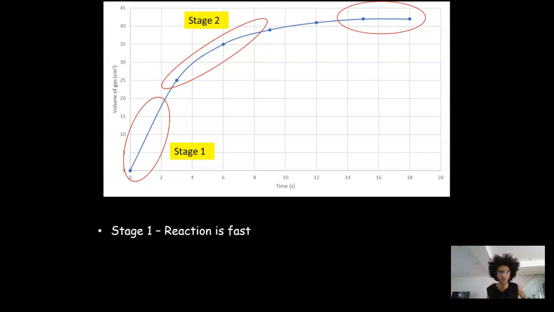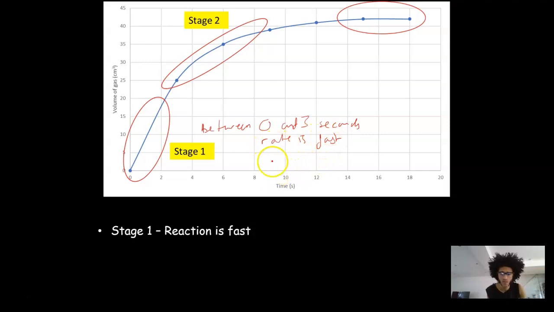So in stage 1, the reaction is very, very fast. Now, when you're writing an exam-style answer to a question, it's always quite good to quote data. So you'd probably say here, between 0 and 3 seconds, the rate is fast. All right. And if you want to be really fancy, you can also calculate the rate, but we'll cover that later. You don't have to necessarily, you just have to say between 0 and 3 seconds, the rate is fast.